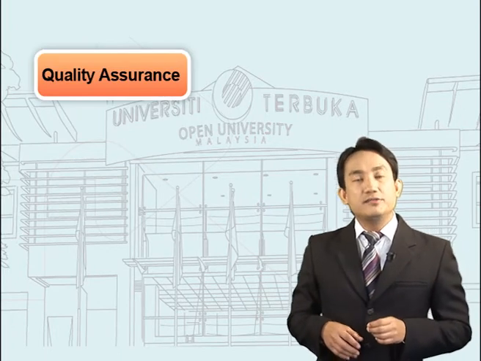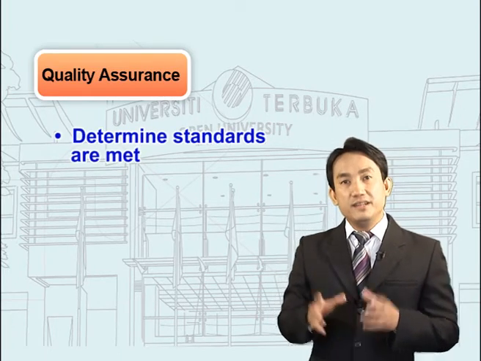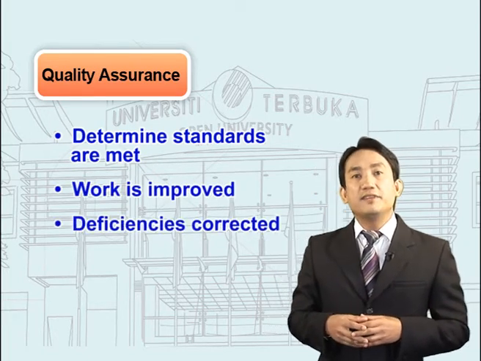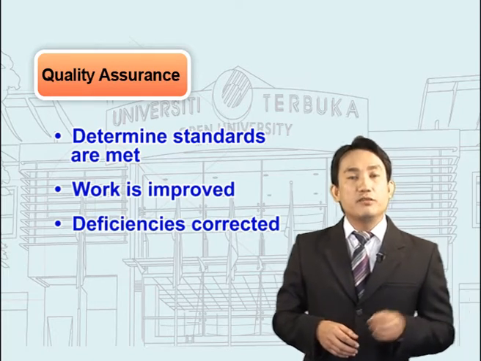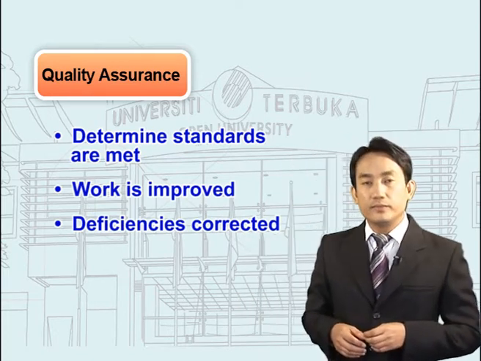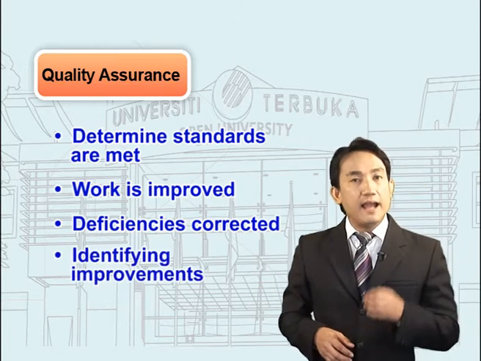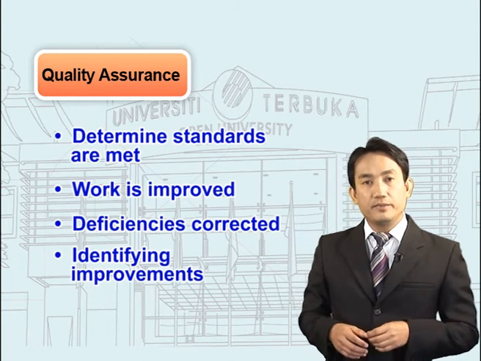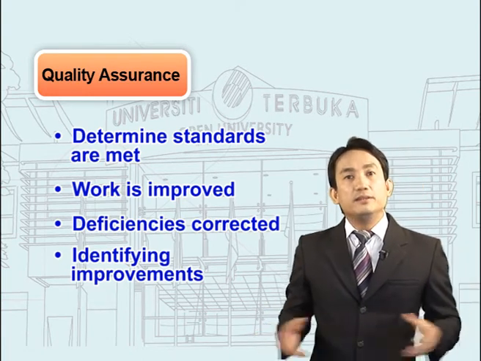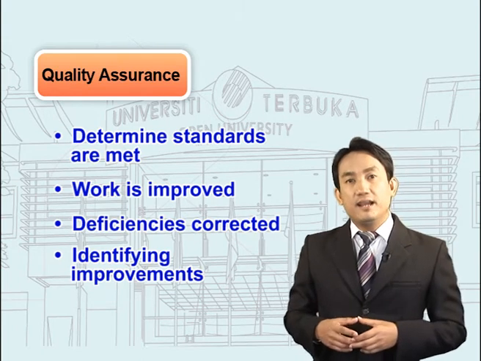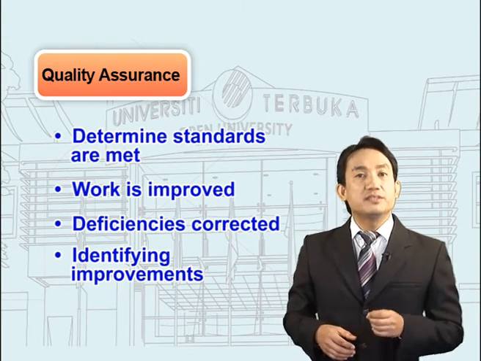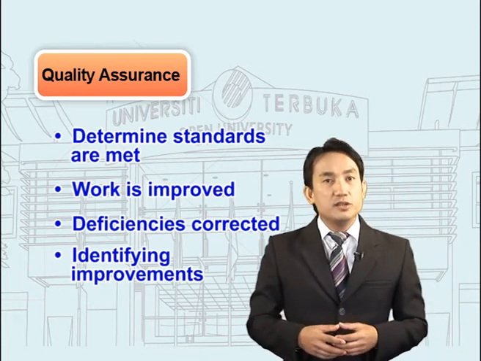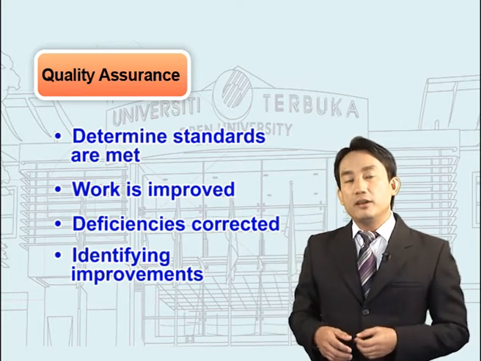Quality assurance is to determine whether standards are being met. The work is continuously improved, and deficiencies corrected are parts of quality assurance. It also includes identifying improvements that the organization needs to make. In the real world, this might include such actions as recommending certain practices, equipment, or other problems be fixed so as to not impact your project.